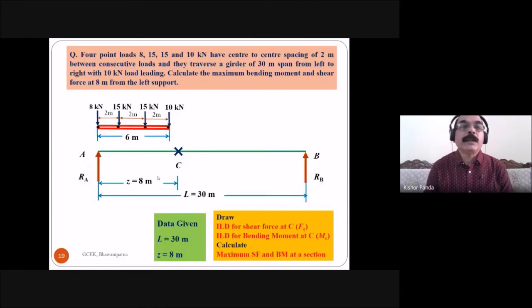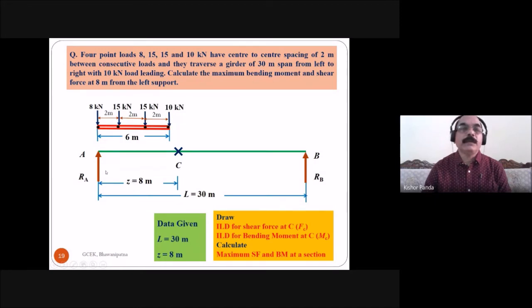Then coming to one example. 4 point loads of 8 kilonewton, 15 kilonewton, 15 kilonewton and 10 kilonewton have center to center spacing of 2 meters between consecutive loads, and they traverse a girder of 30 meter span from left to right with the 10 kilonewton load leading. This is the leading load, 10 kilonewton load. Calculate the maximum bending moment and shear force at 8 meters from the left support.